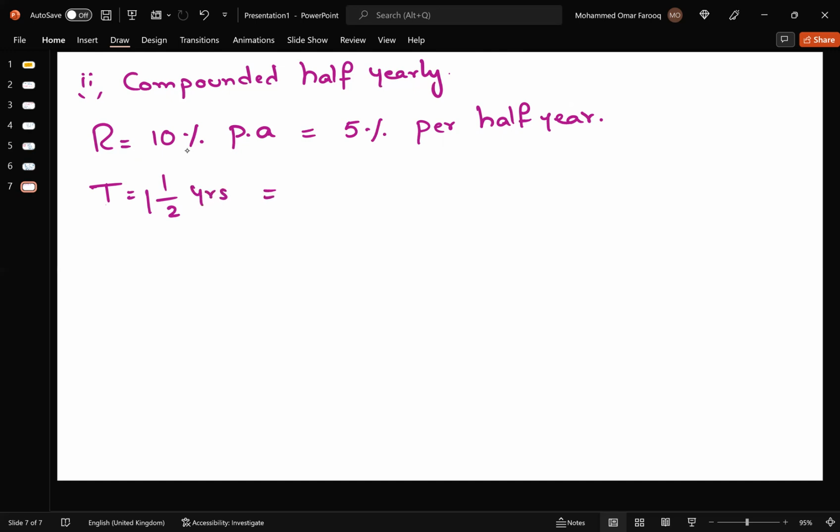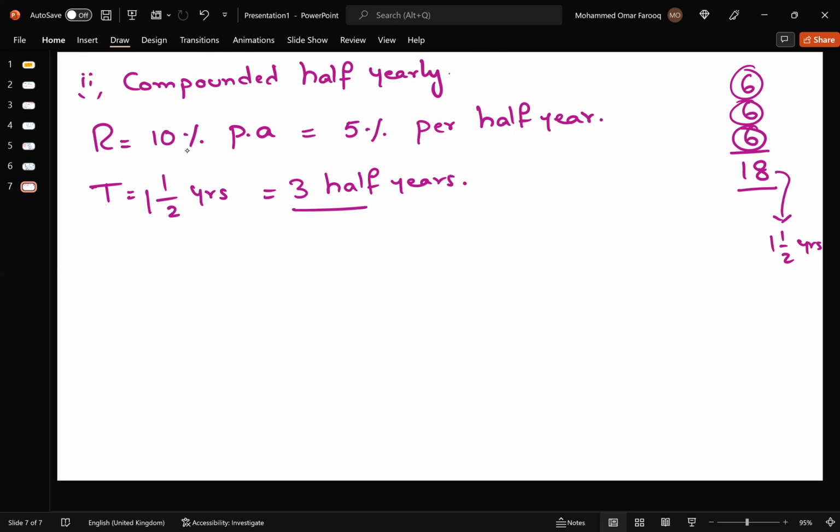So now the time period also you have to convert into half years. Now tell me, my dear students, how many half years? 6 months, 6 months and 6 months. It becomes 18 months. So 18 months is nothing but 1.5 years. So how many half years are there? 3 half years. Is it right? So we have the time in 3 half years and the rate also in half years, and compounded also half yearly.